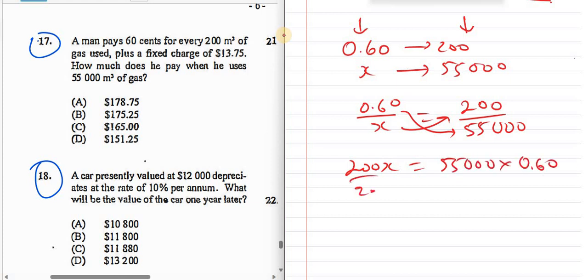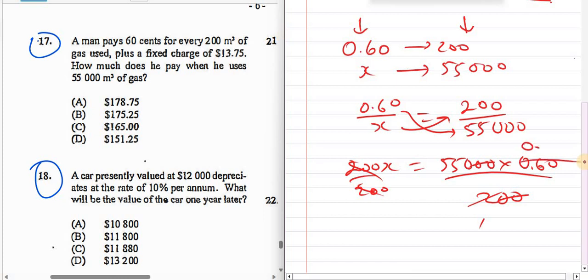Then you divide by 200. Divide by 200. Cancel out the zeros, right? And I can say, okay, well, 2 goes into 2 once, and 2 goes into this 0.30. And so you're left with 550 times what? 0.30, right?